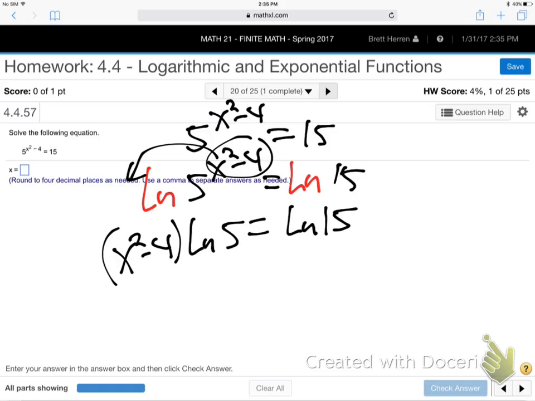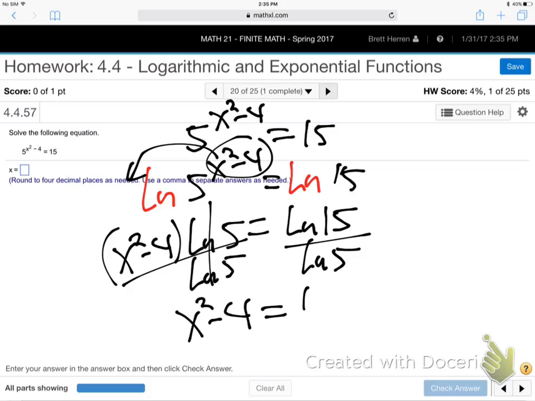Now what? Yeah, let's get that ln 5 off of there. Boom. x squared minus 4 is ln 15 over ln 5. You can try dividing in your calculator. It'll be nothing nice, some ugly decimal. So I'm just going to leave it. But I mean, you can get the decimal. Yeah, maybe I'll just get the decimal.